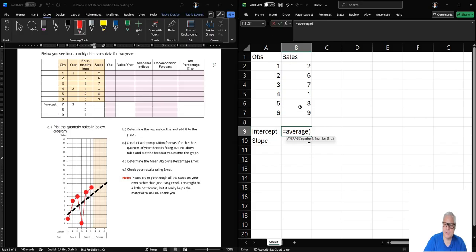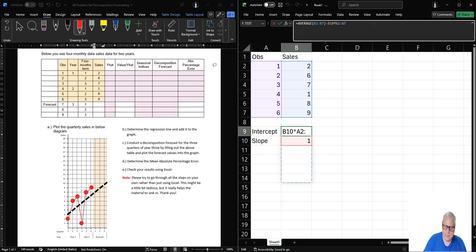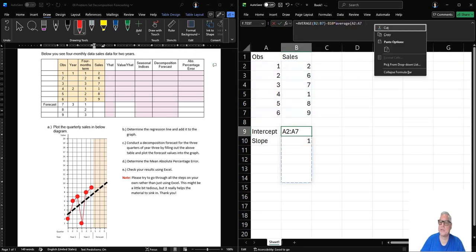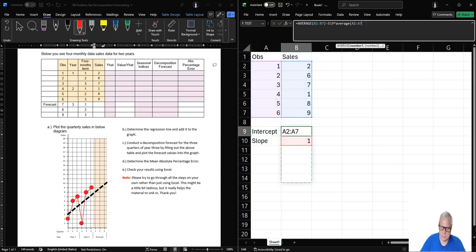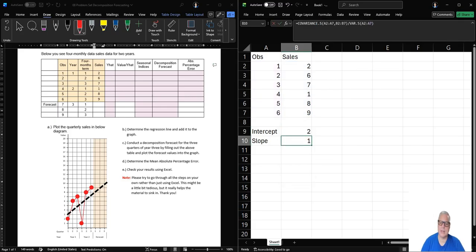Now what's the intercept? The intercept is y bar, the average of the sales, minus the slope times x bar. Well, that's a spill error, so that's a clear indicator that I forgot something like average. Okay, so now the formula seems right. So the intercept is 2.